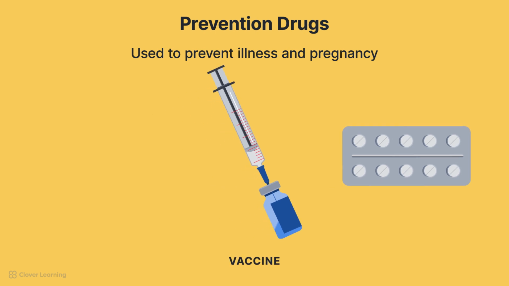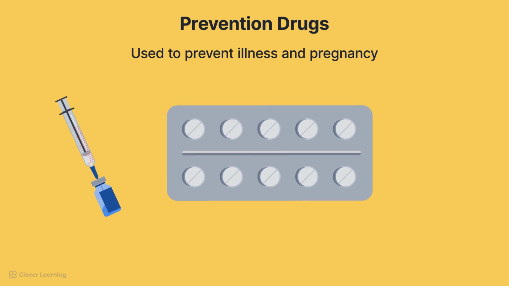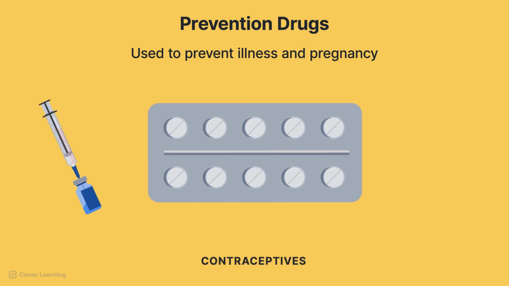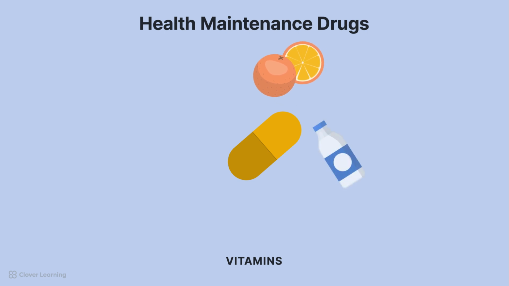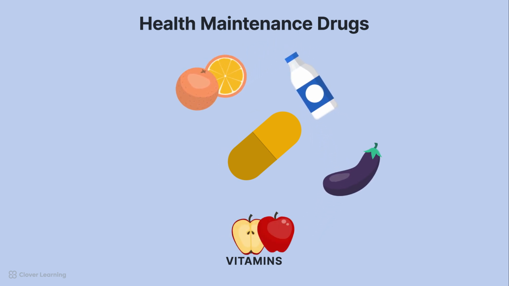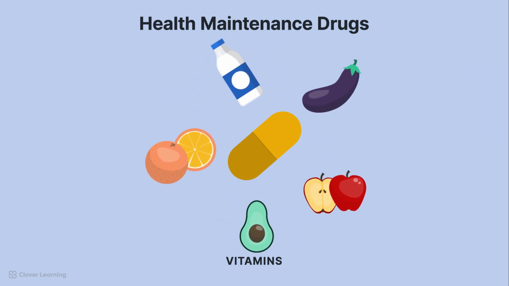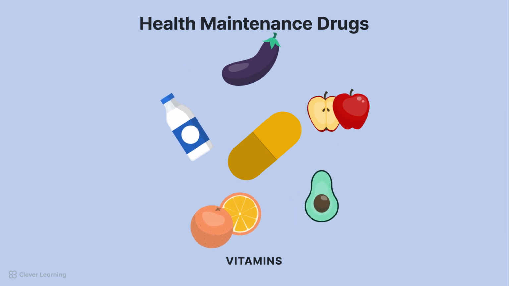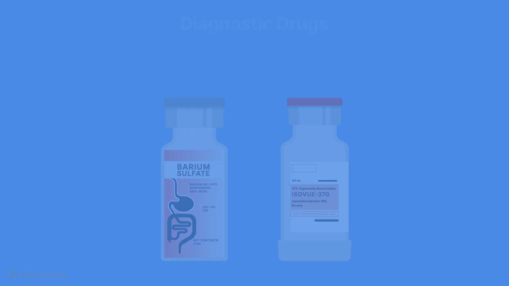Vaccines that inoculate the body against viral microorganisms are an example of prevention drugs. Contraceptives, which prevent pregnancy, are another example of prevention drugs. Health maintenance helps patients maintain or enhance their current levels of health. Vitamins help to keep the body healthy and maintain or enhance levels of patient health.